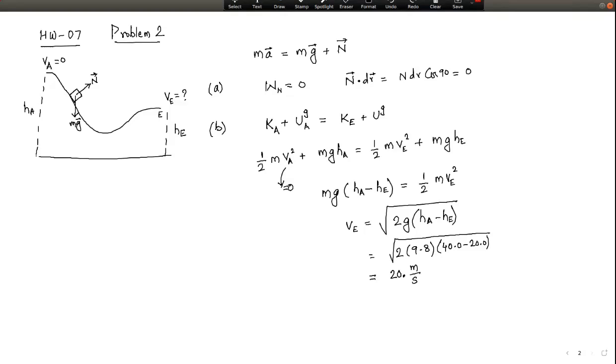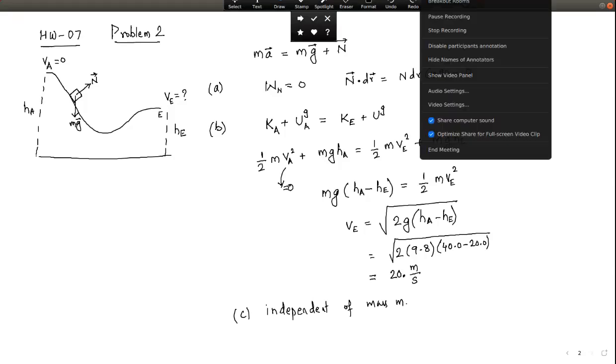Notice even though the mass of the object is given to us, it does not depend on the mass, so it is independent of mass in part C. Let me stop or pause the video at this point. This is problem 3 in homework 7.